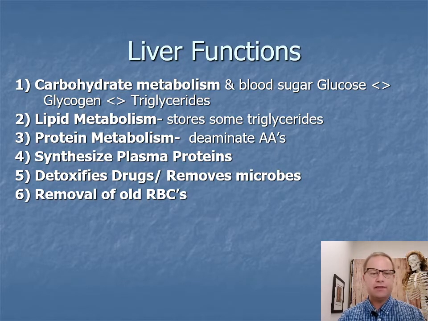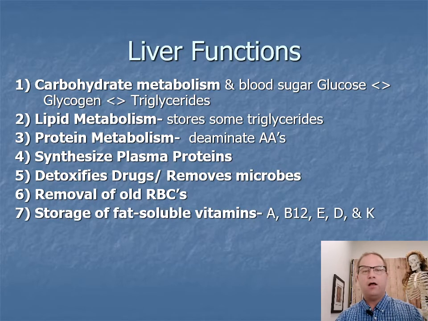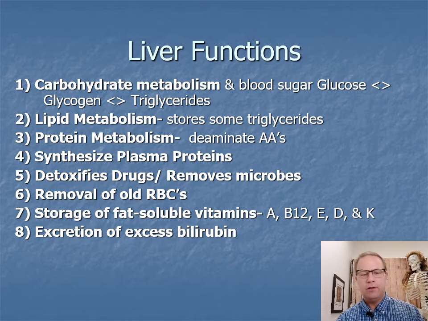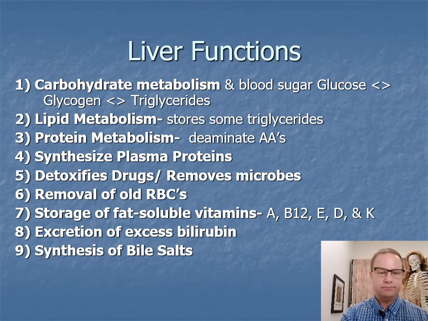And of course, the liver, like the spleen, is a site for removal and destruction of old red blood cells. Remember, that was the primary job of the spleen, but the liver does it as well, and especially if the spleen is removed, the liver can take over that function entirely. Also, the liver is important for storage of fat-soluble vitamins. These are A, D, E, and K. And it also helps us to excrete excess bilirubin, right? That goes out in the bile and eventually is converted into stercobilin.